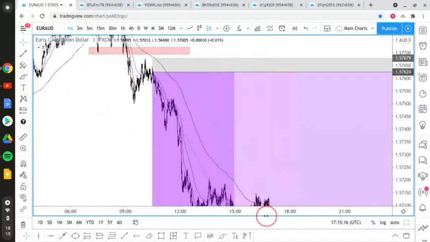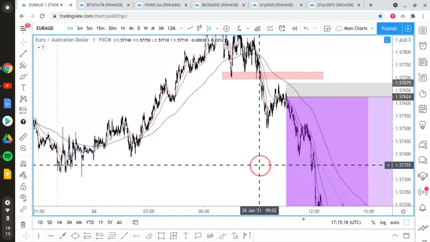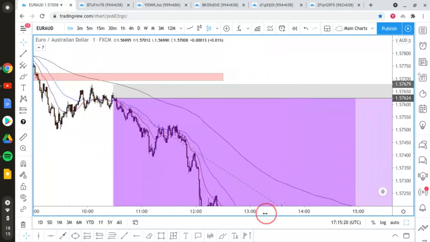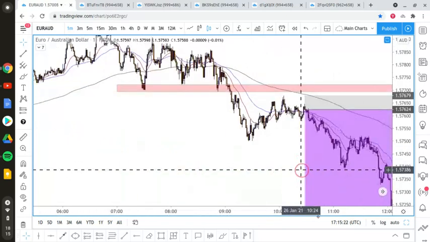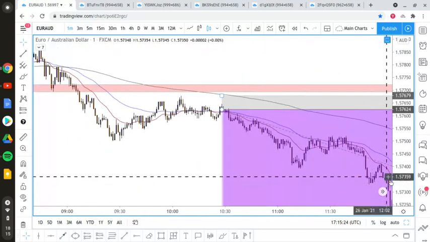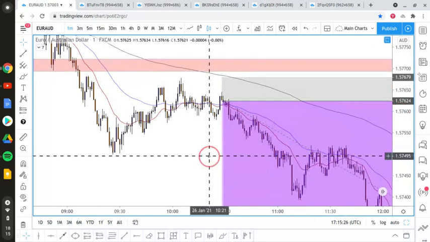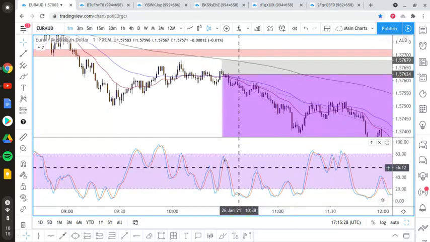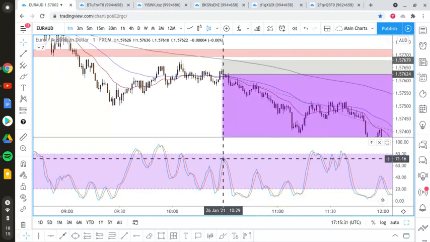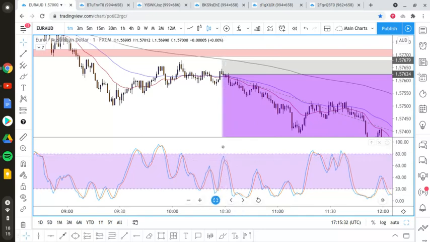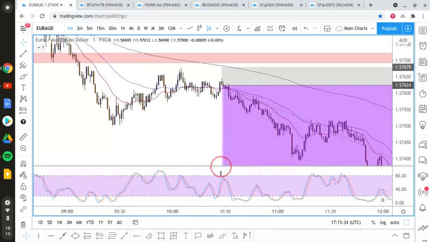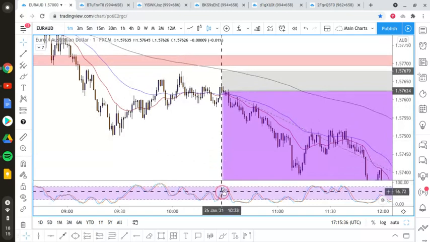It's just unfortunate that I have to do it like this. So the 1 minute was essentially a deep pullback. We had the stochastic here overbought. So to me, it's a deep pullback.